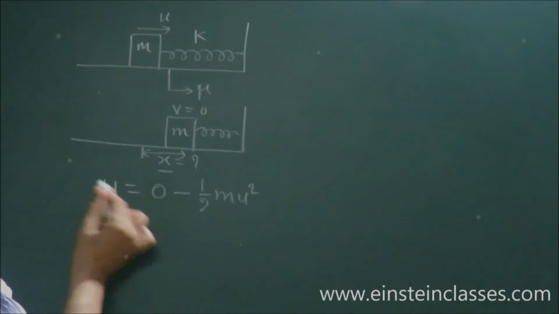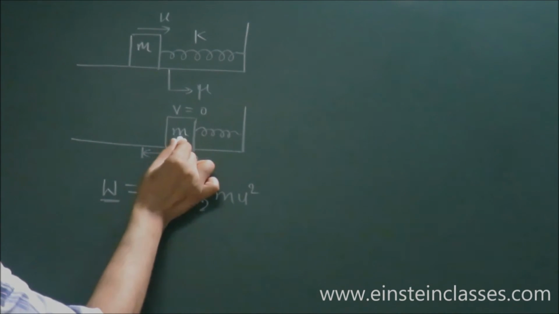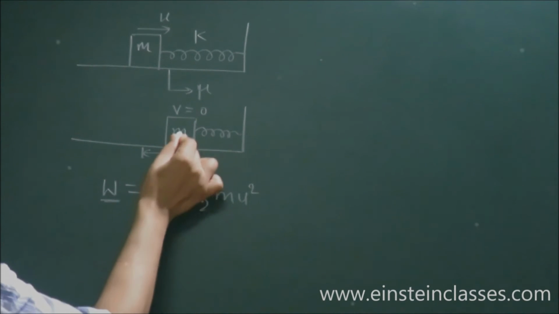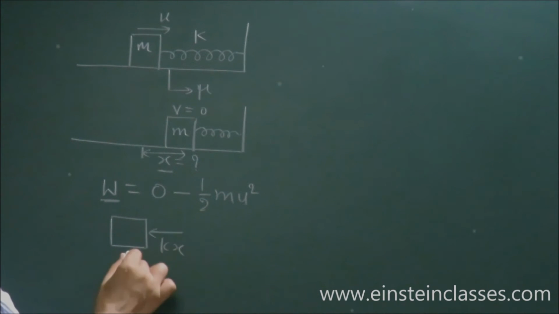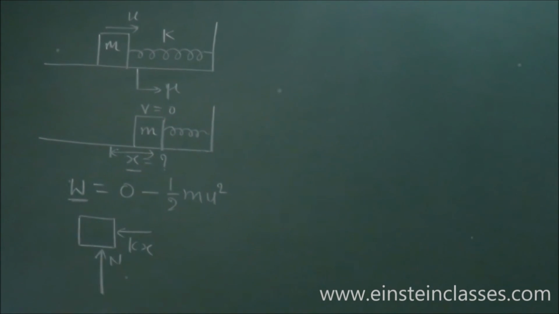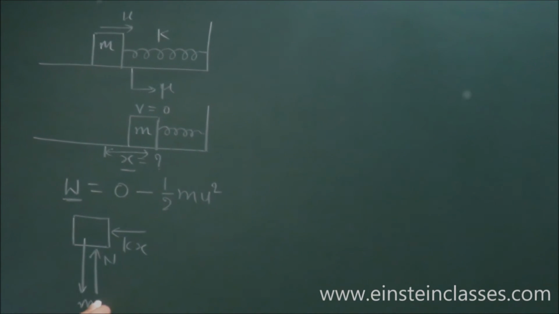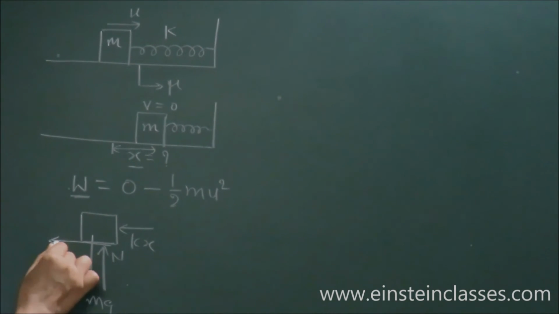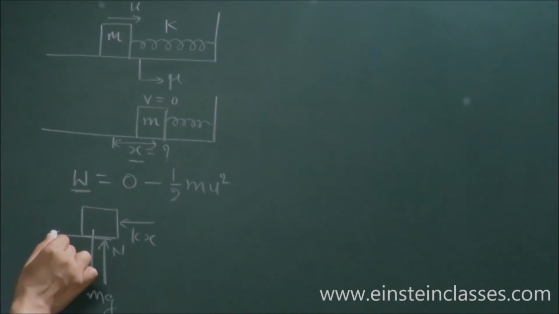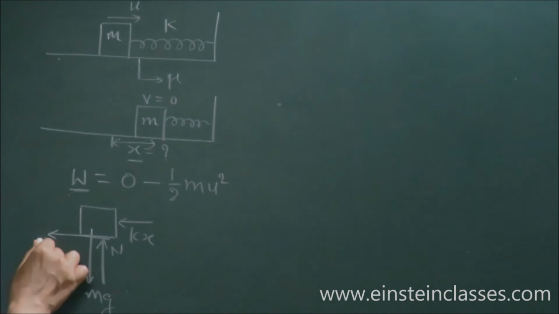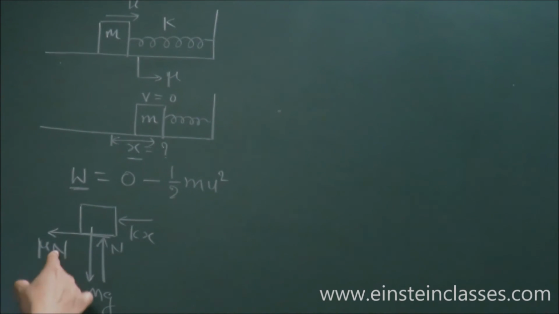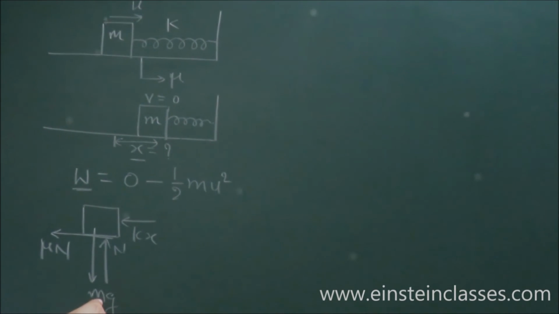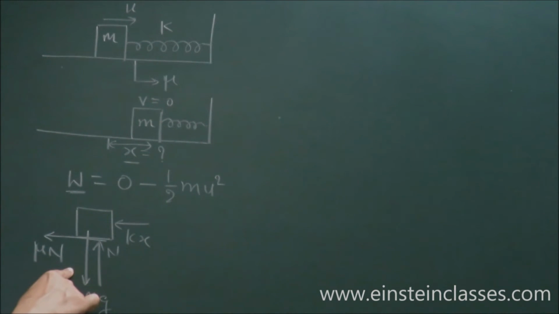Now our purpose is to find the total work done by the different forces acting on the block. For this we have to draw the free body diagram. The forces are the spring force kx, the normal reaction acted by the surface on the block vertically upward, the weight mg, and the force of friction. This is the kinetic frictional force, given by mu into N, where mu is the coefficient of kinetic friction. The normal reaction is simply equal to mg, hence the frictional force will be equal to mu mg.